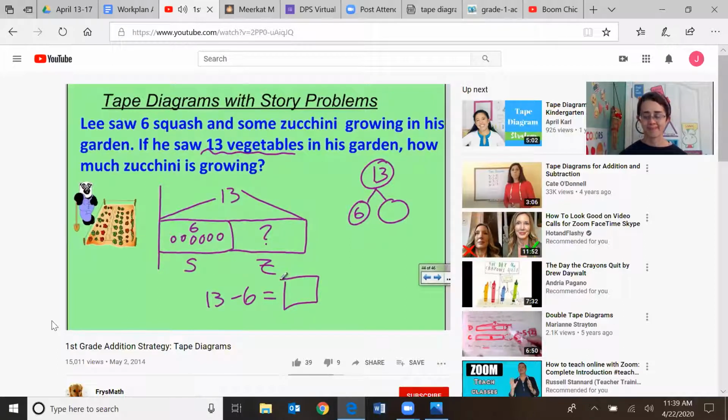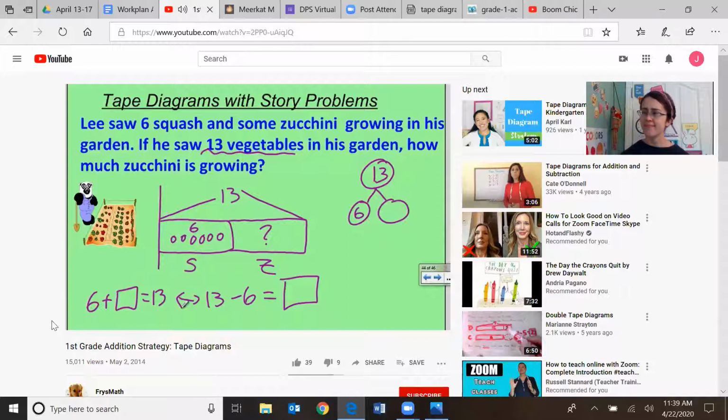I can also write this as a missing add-in problem. 6 plus somebody makes 13. Both of these sentences are exactly the same. They're related. Okay? So my strategy is going to be to take from the 10.